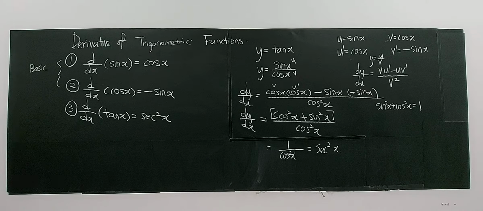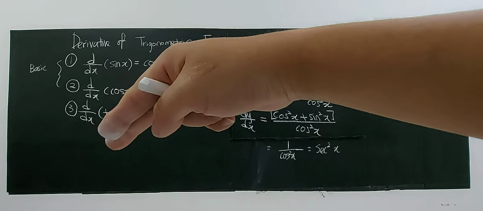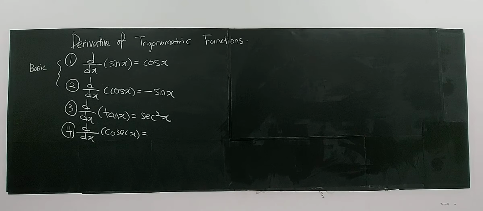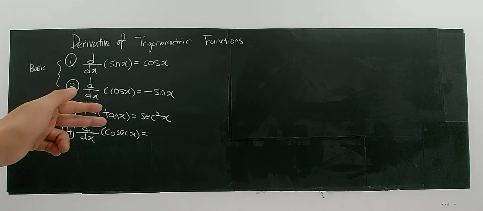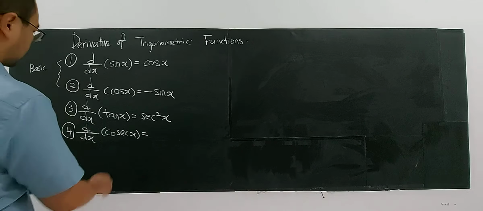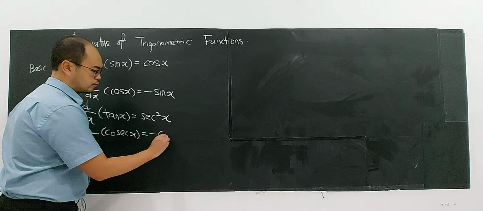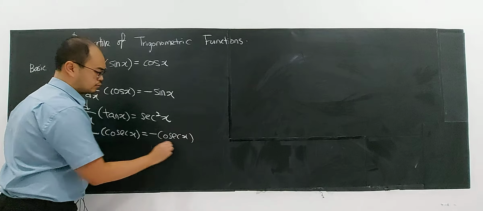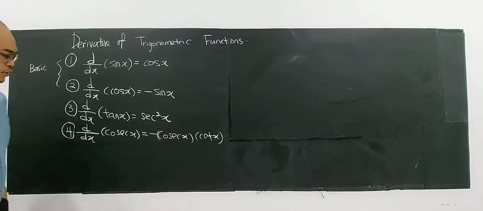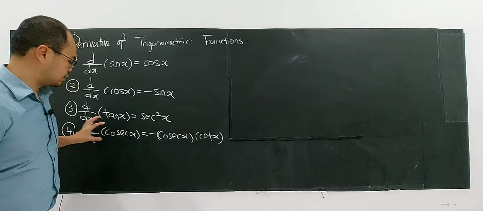Alright, so let's see how to differentiate the rest. You have sine, cos, tangent, then you have secant, cosecant, cotangent. Let's see what the formula is. I'm going to introduce how to differentiate cosecant x. The formula for differentiating cosecant x is negative cosecant x cotangent x. This will be the outcome. This means that when you differentiate cosecant x, you have negative cosecant x cotangent x. This is the formula.